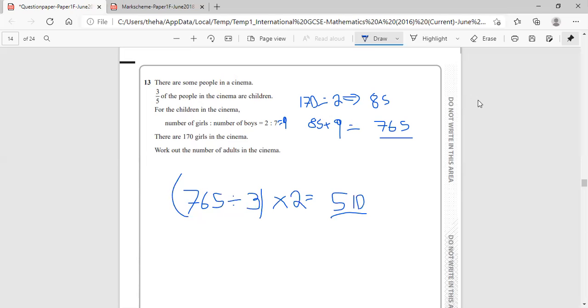Okay, so to get all the marks here, you'd need to, first of all, write out how many parts are in the children's ratio. So 9 parts, and the second mark would be work out 1 part of children. Next would be work out how many children, and the next 2 for working out this, and then the answer.